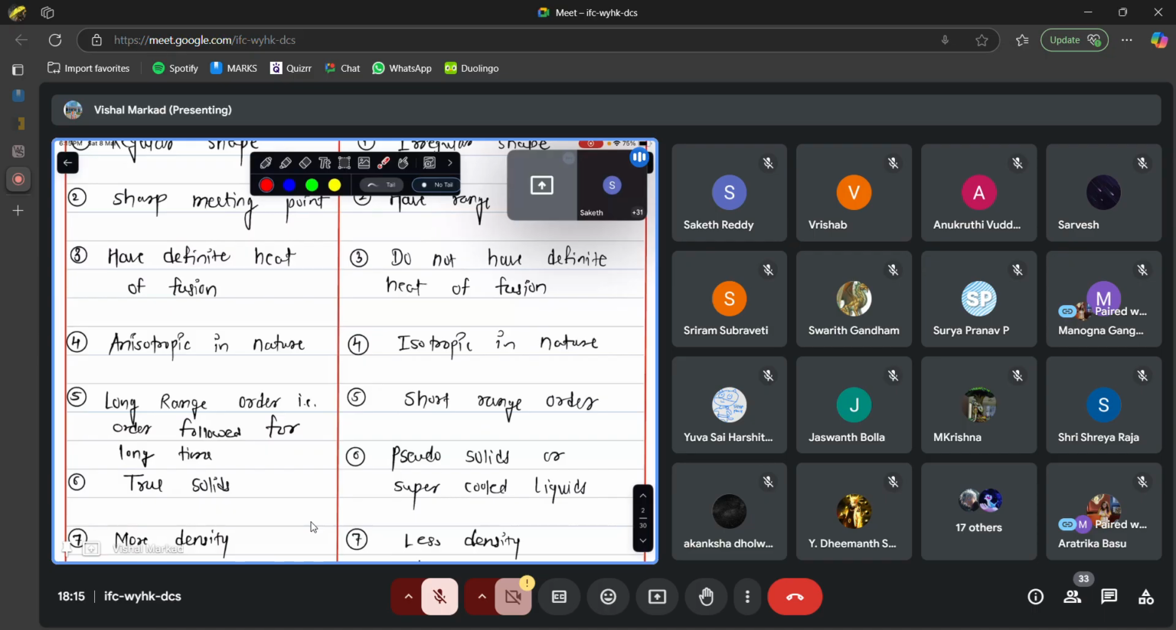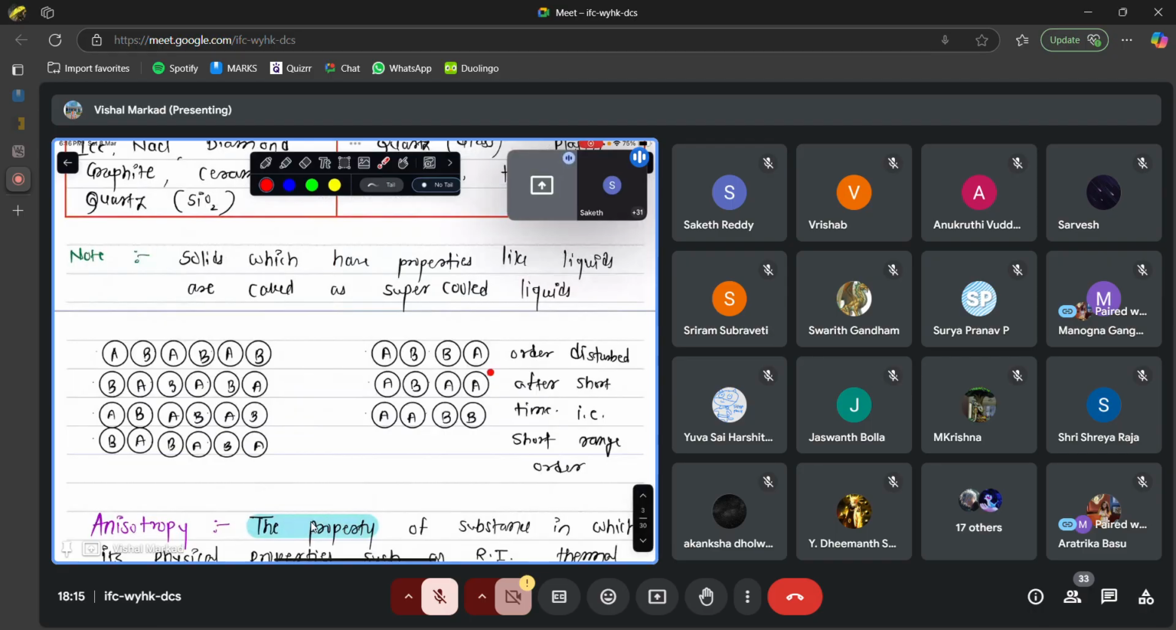So that's the meaning here: crystalline solids have long range order. A B A B, continuous order is there, right? For the longer time. But when it comes to the amorphous, they have short range. Short range means what you see? A B, again it changed, B A. So proper order is not followed in case of amorphous, in the arrangement of atoms. Understand this thing?